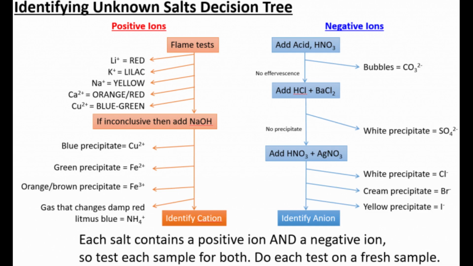Okay, so that is the chemical tests for ions that you need to know for your IGCSE. There are some other chemical tests that you need to know, for example, for gases. We'll cover those another time.